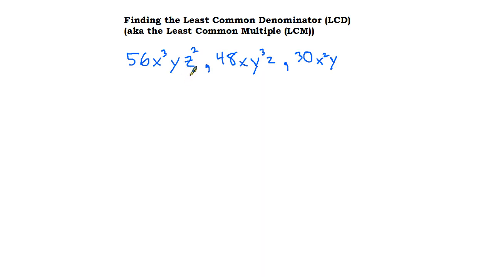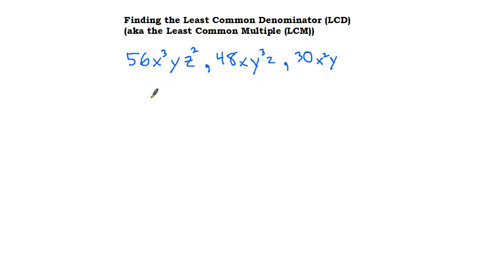And here's an example where these three things that I have written here, the 56xyz and 48xyz and 30xy, let's pretend like each of these is the denominator in a fraction that you'd like to add together. So there's three fractions, you want to add them together, you need a common denominator. So we're going to find the least common denominator. Here's how we're going to do it.